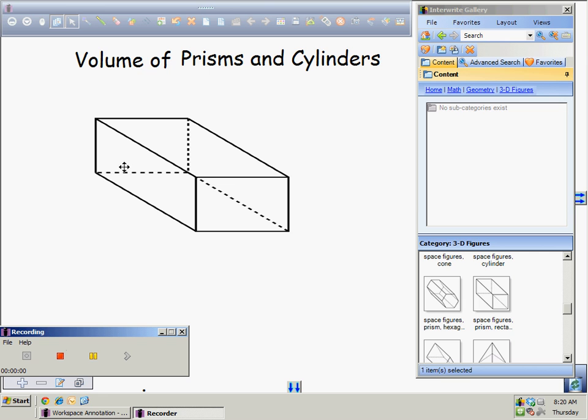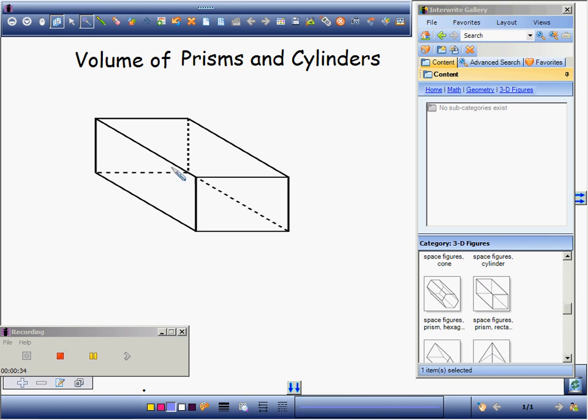Okay, this that we are showing right here is called a prism, and a prism is a 3D figure that has two bases that are parallel to each other and are congruent. So this one here is called a rectangular prism because the bases are rectangles. It's also called a right prism because all of the sides are at right angles to the bases. So this is a right prism because those are at right angles to the bases, like that.